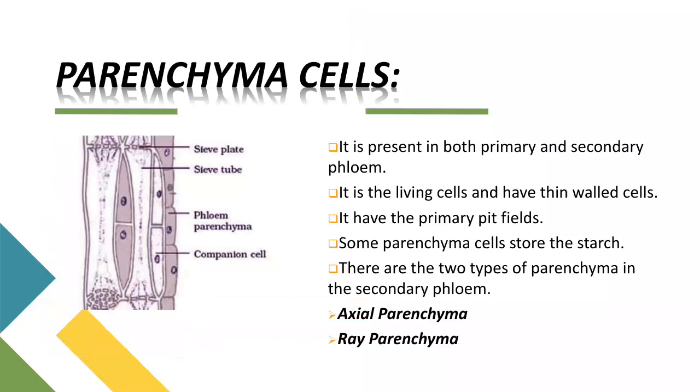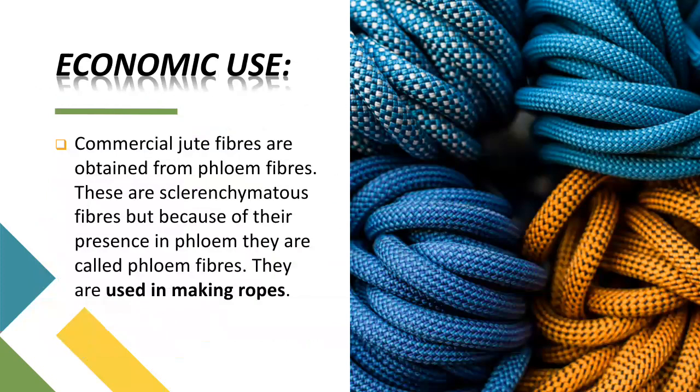Parenchyma cells. They are present in both primary and secondary phloem. They are living cells and thin walled. They have the primary pit field. Some parenchyma cells store starch. There are two types of parenchyma in the secondary phloem: axial parenchyma and ray parenchyma.